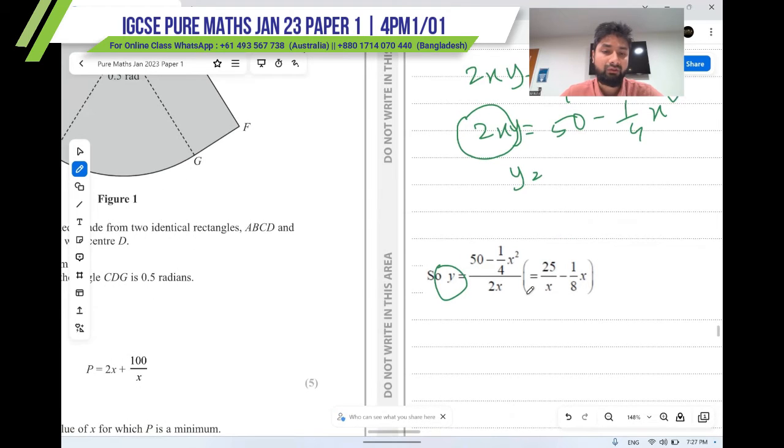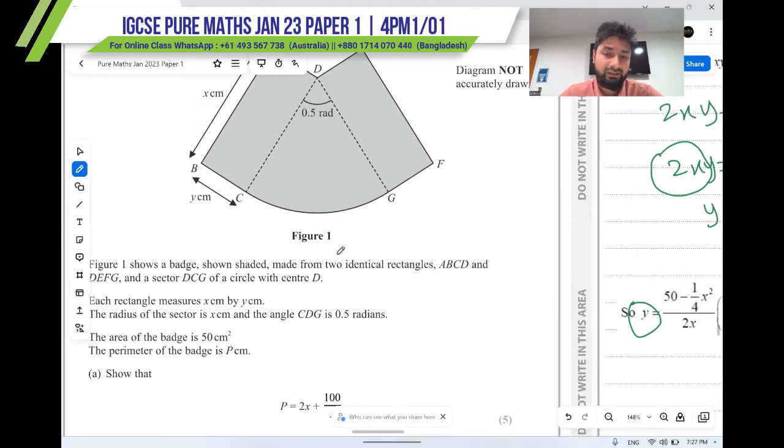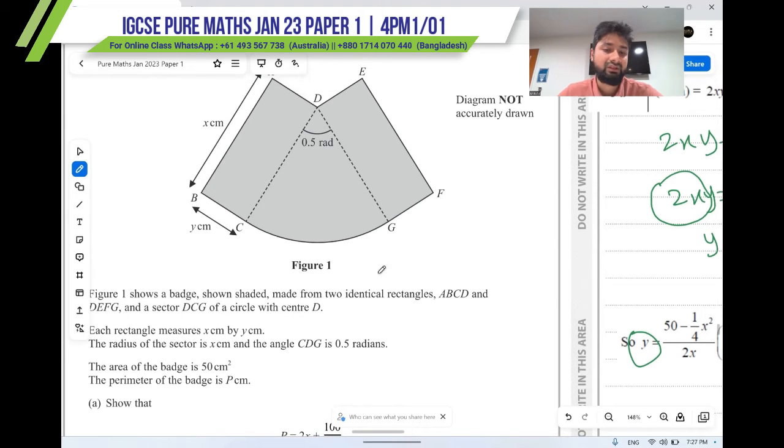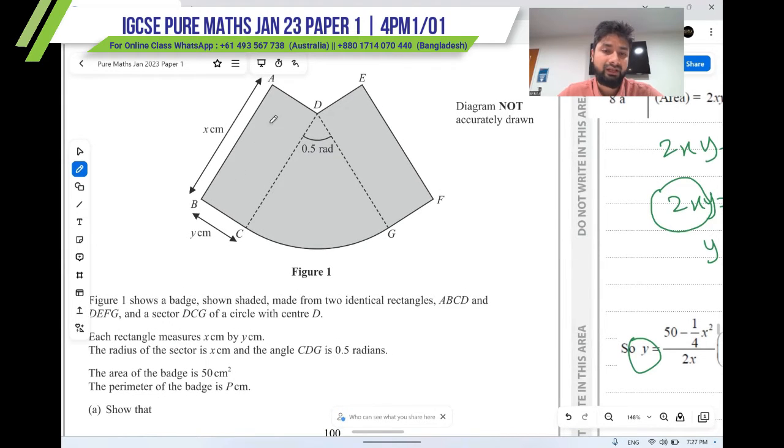We have to now find the equation for the perimeter, where we will substitute the value of y. So how to find the equation for the perimeter? We have to add all the sides. So we have one x here, and we have another x here, so we will have 2x, and then we have 4 of the y here.